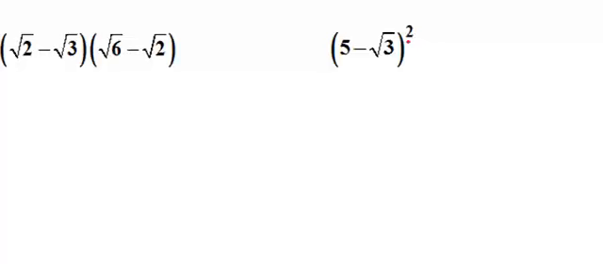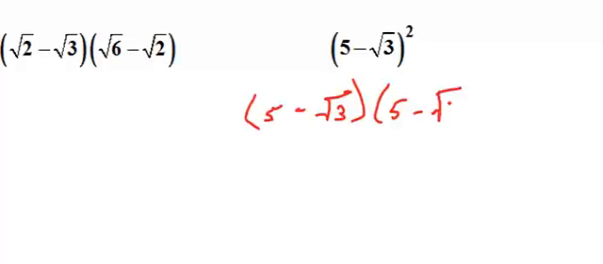Be very careful on this last problem. You cannot distribute an exponent over addition or subtraction. You need to write these out. 5 minus the square root of 3 times 5 minus the square root of 3. Okay, so now we're multiplying two binomials. The first times the first, 5 times 5 is just 25.